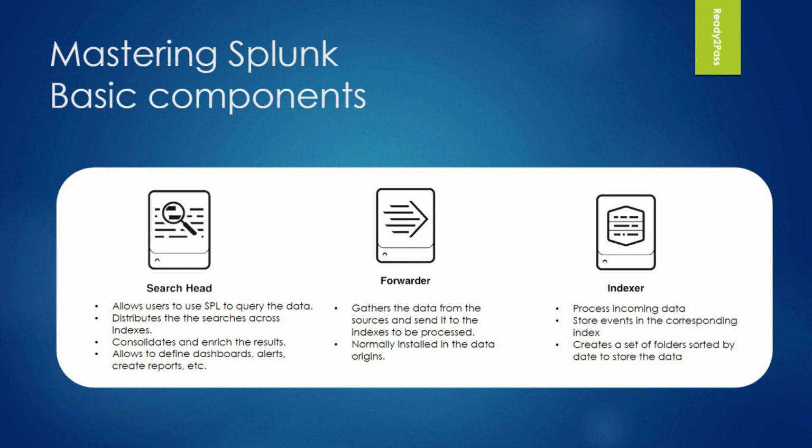On the other hand, we have the indexers, which are the ones that process the incoming data from the forwarders. And what they do is store events in the indexes. An indexer can have different indexes to collect information from different forwarders. So each time it receives information, it creates internal directories that are ordered with a timestamp with the date so that it is easier to search them later.